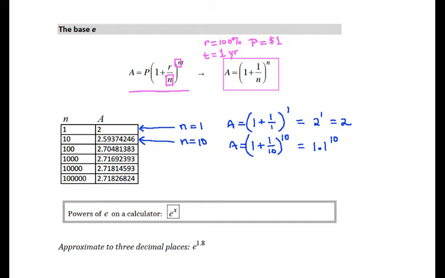But what we can see here is that by the time we get up to n equals 100,000, our A is not changing in the first 3 digits past the decimal point. The change is moving further and further out in this expression. And in fact, this does converge on a number. This converges to a value that we call e.